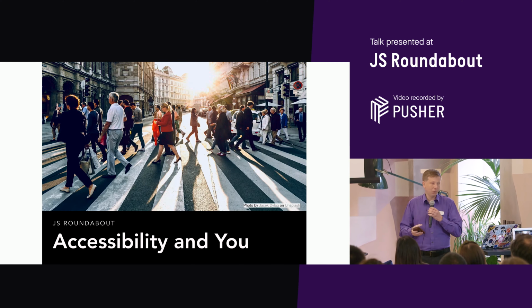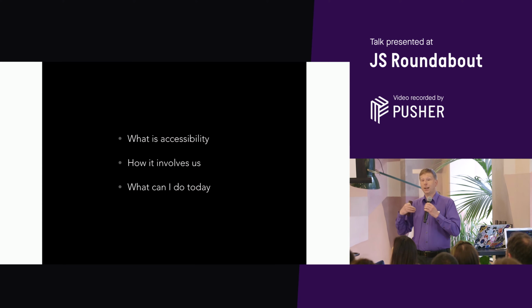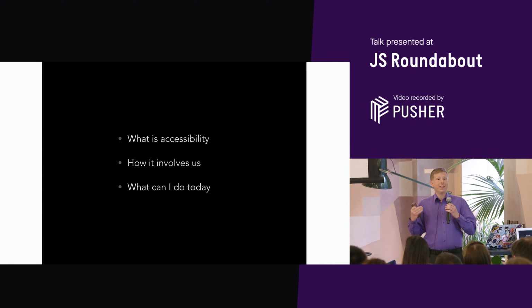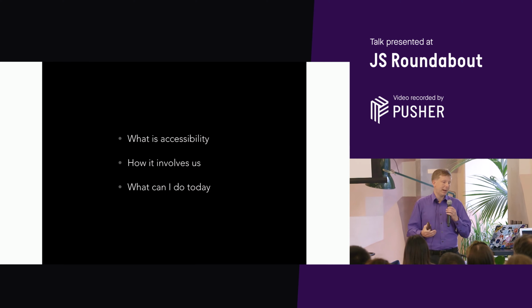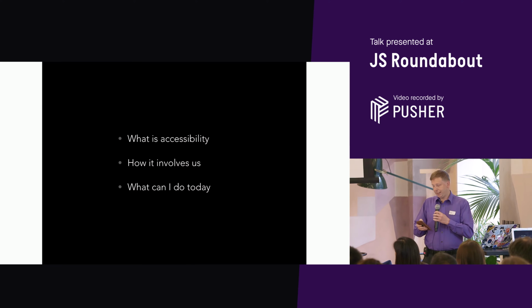Accessibility. So we're going to look at three things, and a little bit is covered by what Jam already said, but just to recap: what is accessibility, how it involves us, you and me, as JavaScript developers today, and what we can do. We've already had some very good practical points, but there are other things we can perhaps act on today. So we're going to look at that first point first.